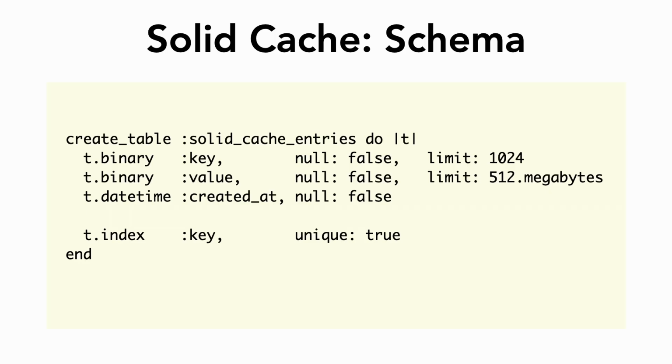And this is what our schema actually looks like. So we've got a key, a value, created at, and then an index on the key. And implicitly here, we've got the primary key and the index on the primary key. The index on key is used for finding data, and the primary key index is used for deleting data.